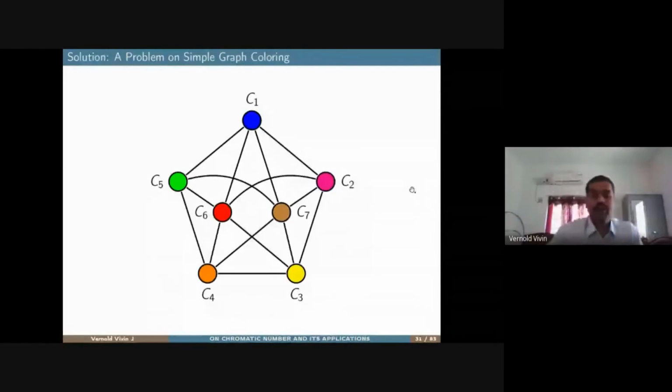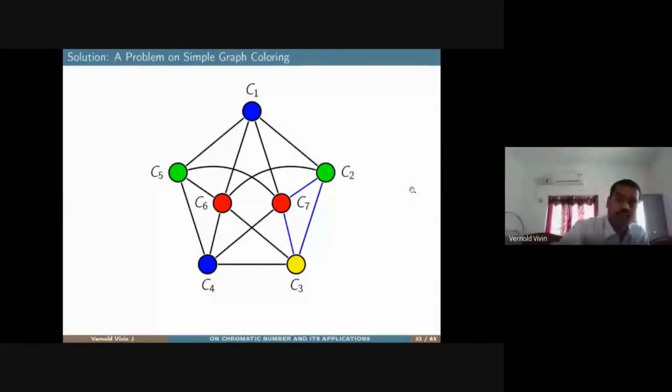So here you can see this is a clique, a triangle. This is the clique marked with the blue line. Since this is a maximal clique, you need 3 colors. The chromatic number will be greater than or equal to 3. Now, to color this graph, we are going to give 4 different colors: blue, green, red, yellow.